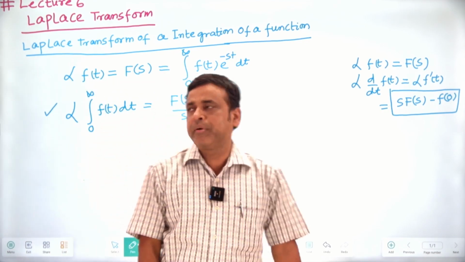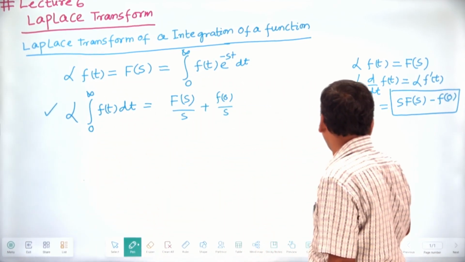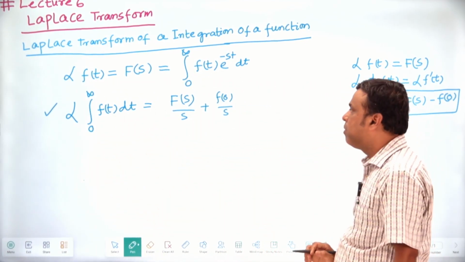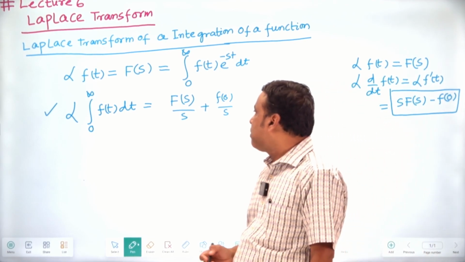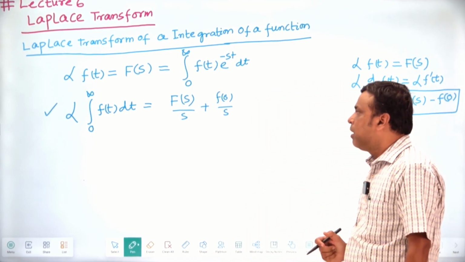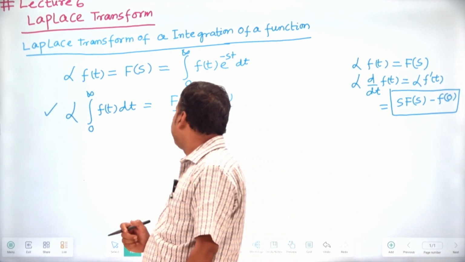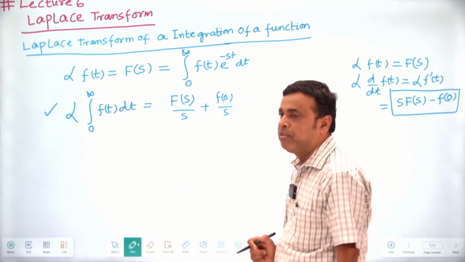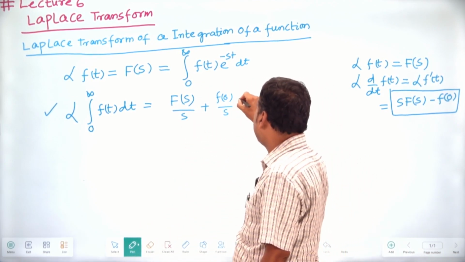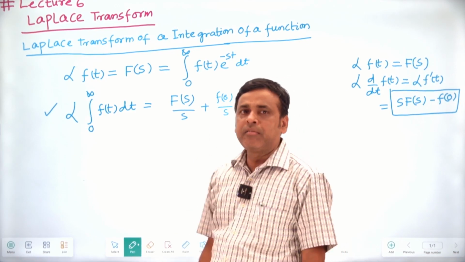The Laplace transform of a derivative function is s into F of s minus f of 0. But in the case of the Laplace transform of integration of functions, the integral of f of t dt is equal to F of s by s plus f of 0 by s. This is the Laplace transform of an integration of a function.